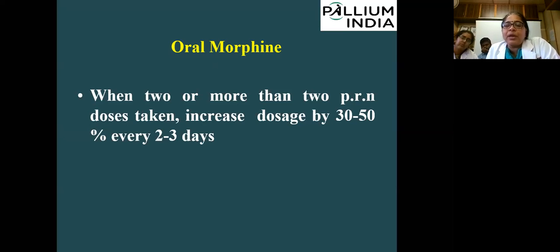So what shall we do now? Whenever 2 or more PRN doses are taken every day, we start by increasing the dose by 30 to 40% every 2 or 3 days. Now this patient has taken 4 PRN doses, which means he needs 50 milligram per day. So it's hard to tell the patient to take 7.5 milligram. So we usually tell them you can take 10 milligram, which is almost doubling the dose. So he takes 10 milligram every 4 hours and then continues with 10 milligram SOS as he needs it.